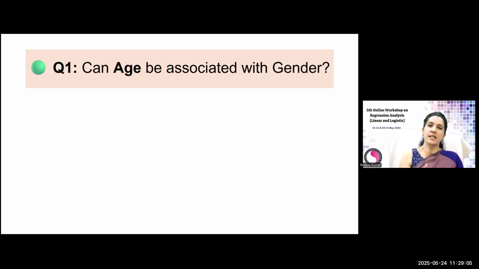Suppose you have selected individuals where your population was from 18 to 60. In females, probably you have selected mostly those who are more than 40, and in males, you have selected those who are less than 40. So can you say that age is associated with gender here? Yes, please answer yes or no.